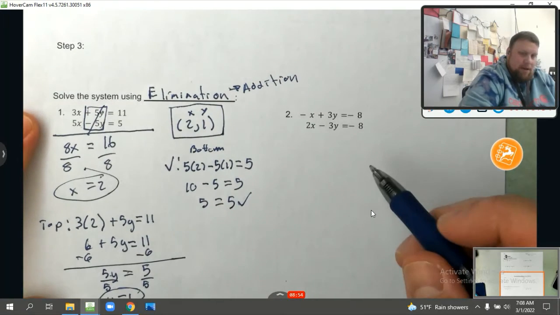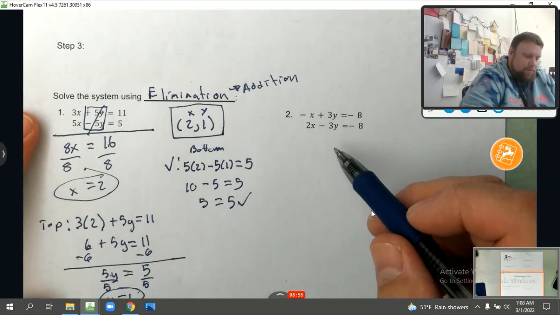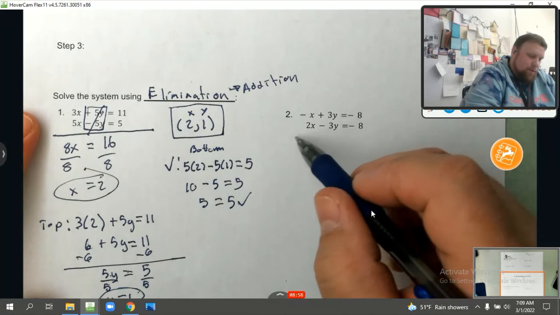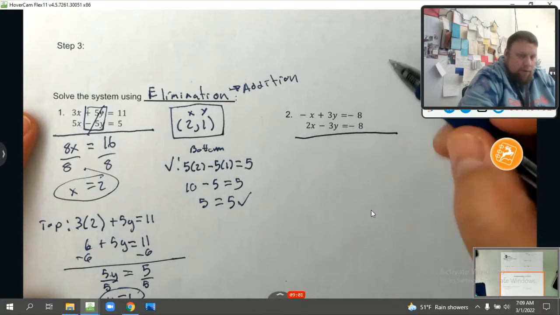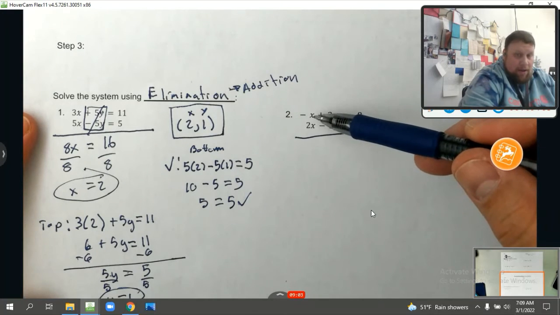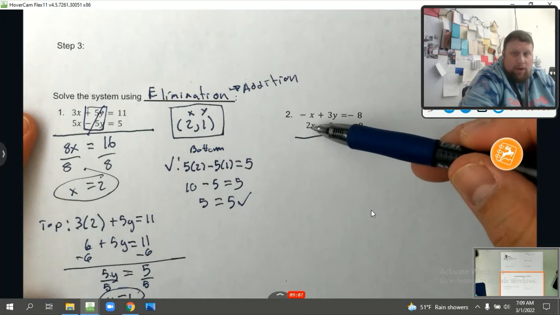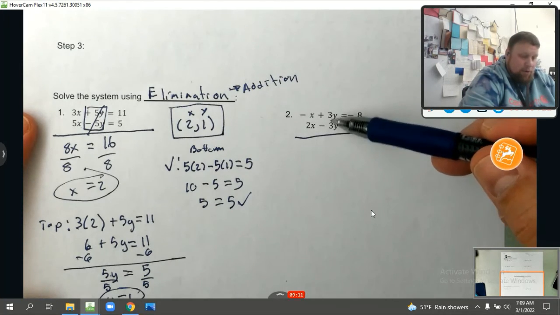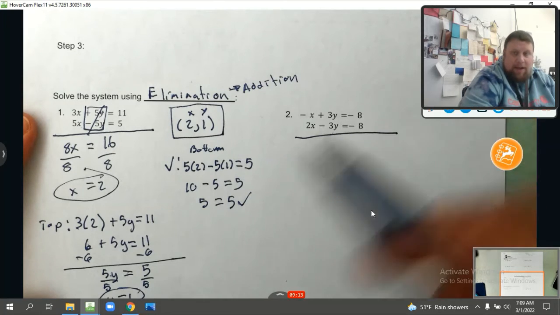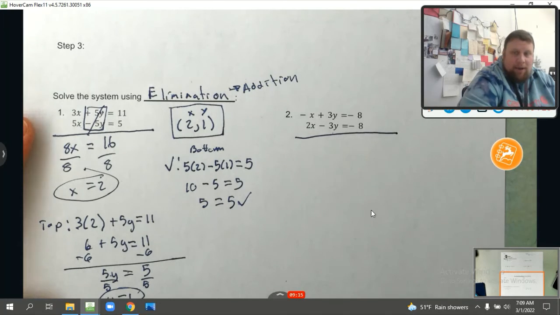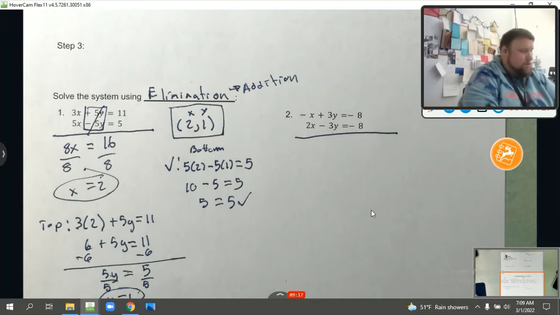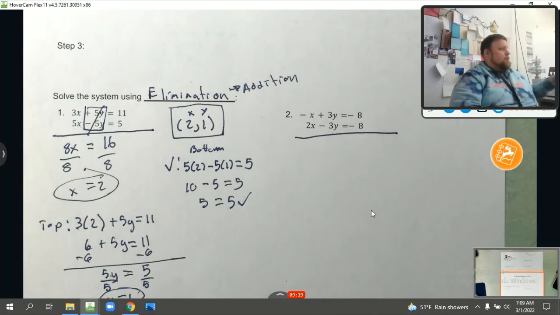Okay? Now let's look at right here. We're going to look at number 2. We're going to do the same thing. Does everybody notice? Now look, the x's are equal, or the x's are opposite, but they're not equal. There's only one x up here and two x's down here. But my y's are both 3's, and they're opposite. So take a minute, pause this, add those together, see what your resulting equation is.